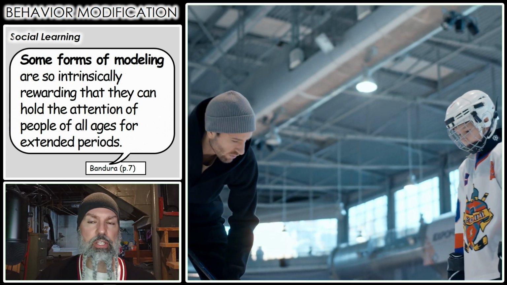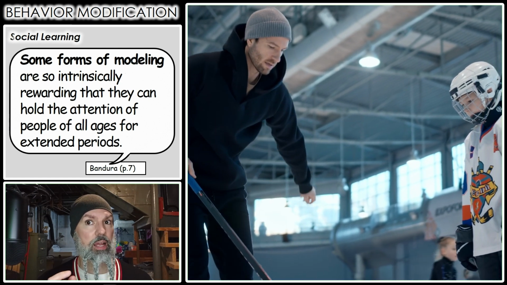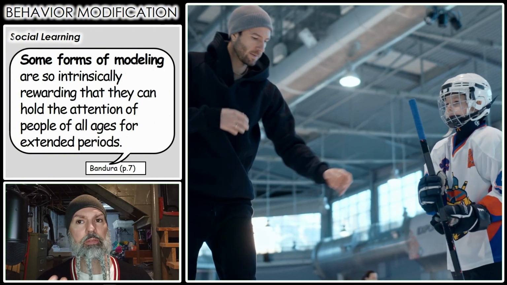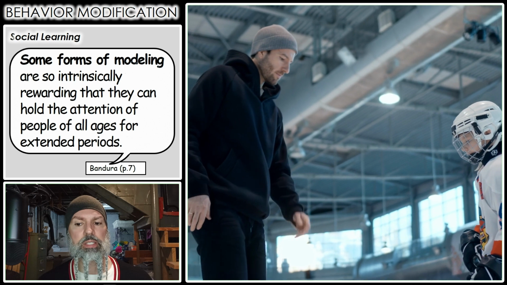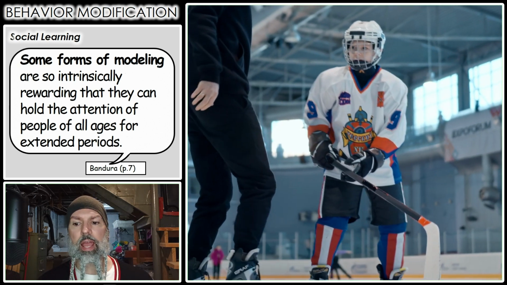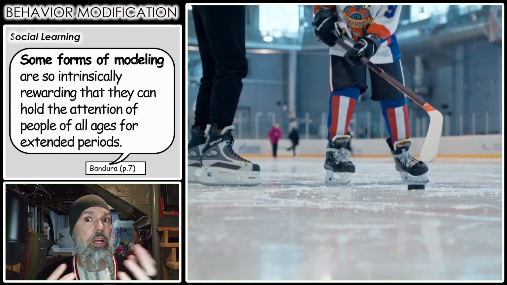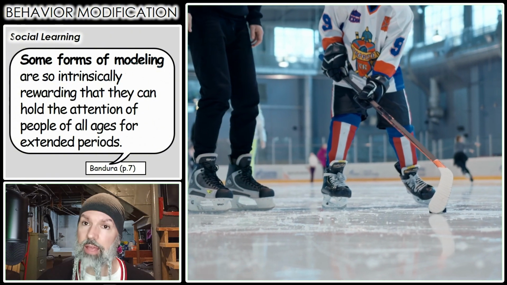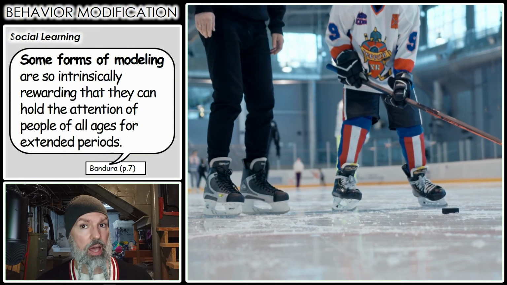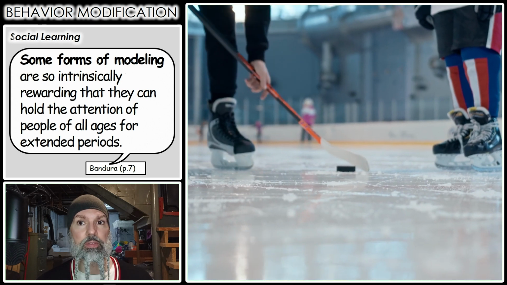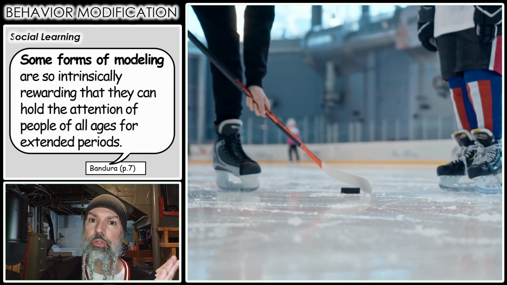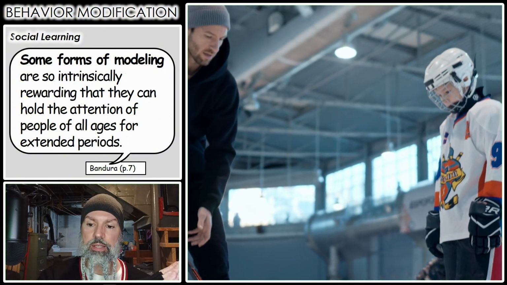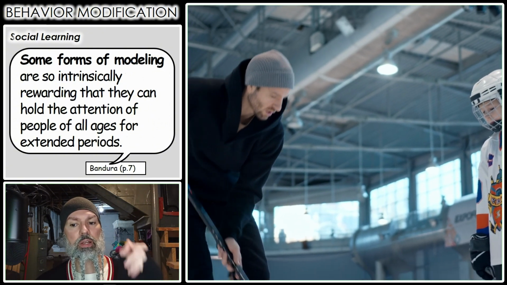So as I mentioned, models can be live. They can be an actual real person, for example, or they can be symbolic. They can be a video, audio, or a picture. An example of a live model would be a coach demonstrating puck control in hockey by actually doing the puck control behavior. In this case, we have live modeling of the behavior, and the player who's trying to learn how to play hockey is going to imitate that behavior. So that's an example of live modeling.